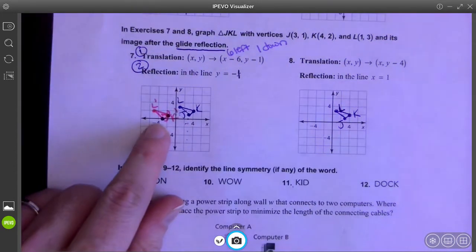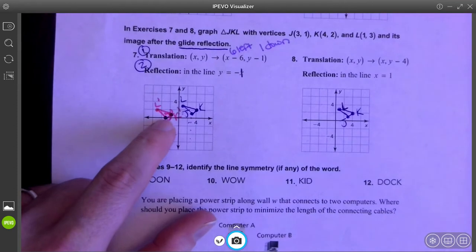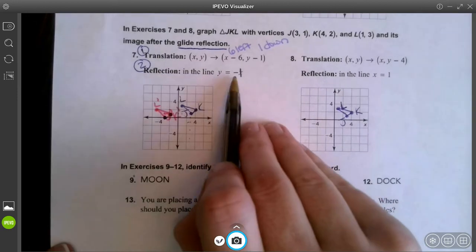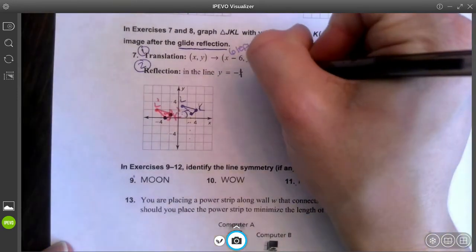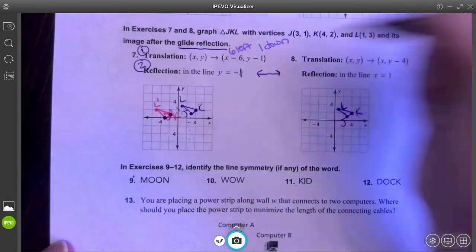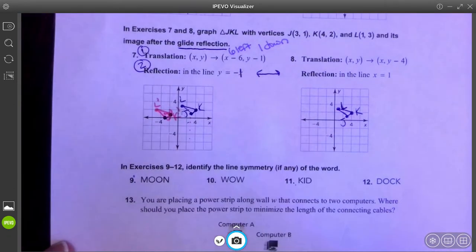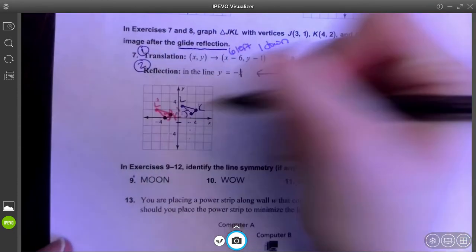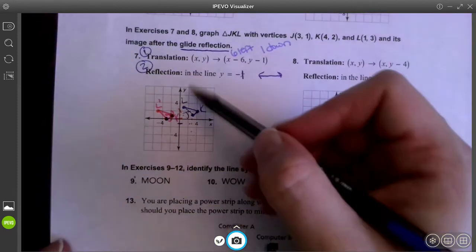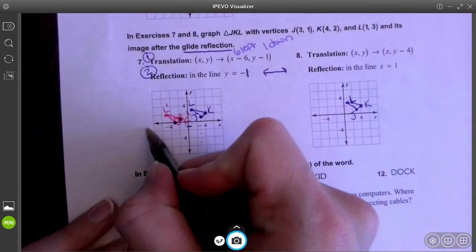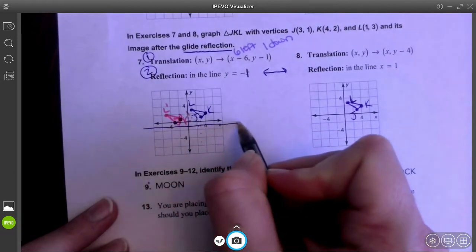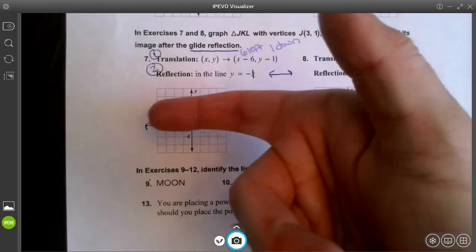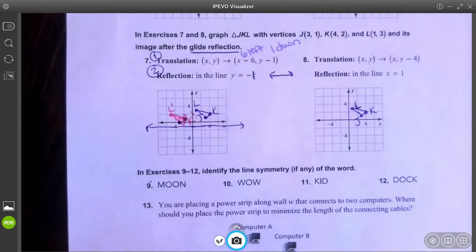So this is not my final image. I now have to take this pink triangle and do a reflection. I need to reflect this pink triangle over the line y equals -1. Remember, this is going to be a horizontal line at a y value of -1. So on my graph, on the y-axis, here is a y value of -1. Remember, we're counting by twos on this graph. So the line of reflection that I need to flip my pink triangle over is this line here. So when I'm done, it will be on this side of the line of reflection.